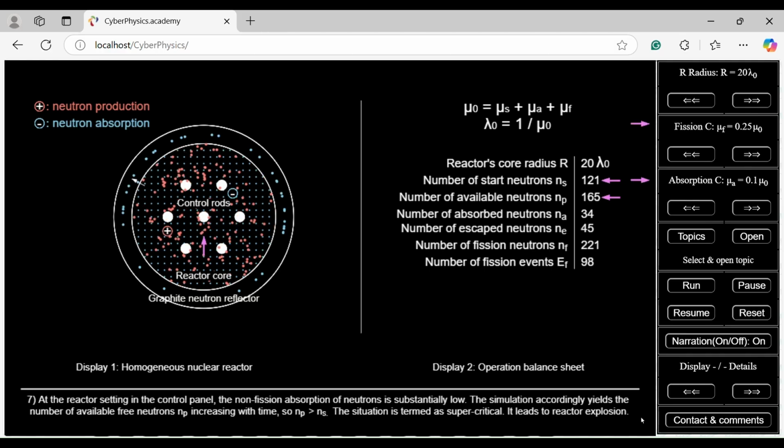The simulation accordingly yields the number of available free neutrons Np increasing with time. The situation is termed as supercritical. It leads to reactor explosion.